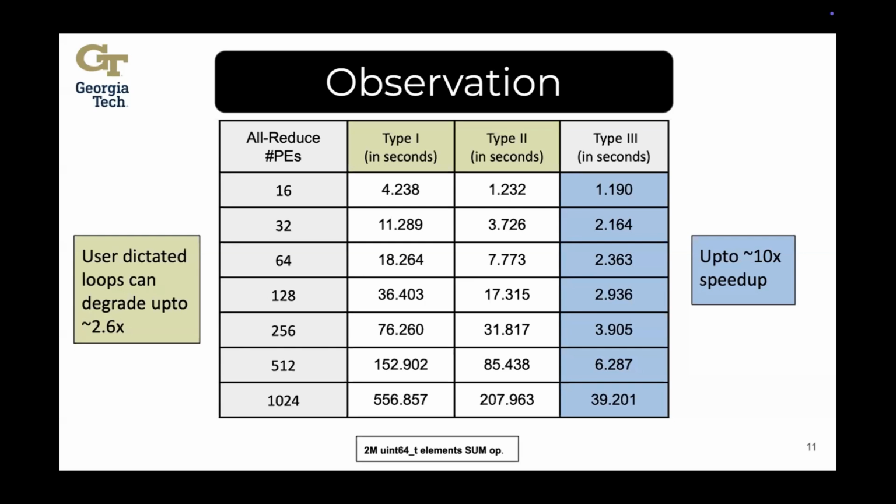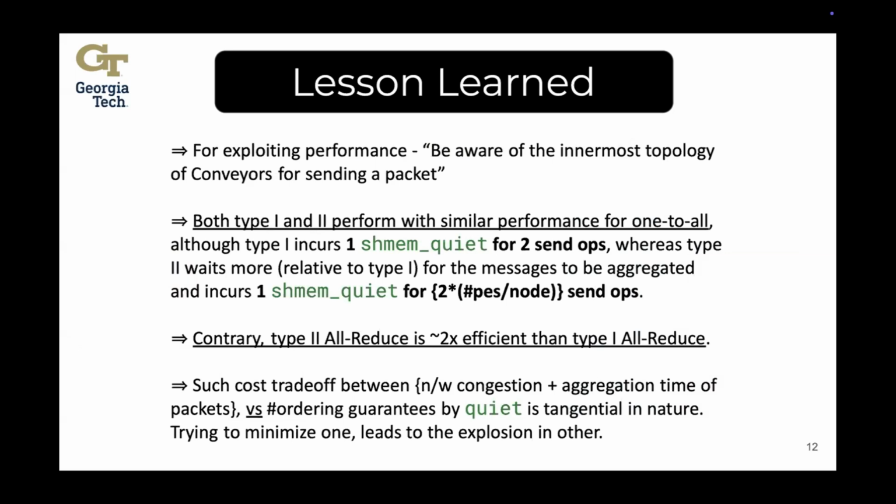Let me remind you that this is only for 2 million elements, but we have tested more. This has been a consistent pattern of degradation that we saw, although the numbers increase a bit as we increase the number of elements and decrease as we decrease the number of elements. In general, this observation leads us to one thing: if you just change the order of for loops, it might very well be possible for conveyors to start yielding degraded performance, which is not ideal. So the lessons learned: always be aware of the innermost topology of conveyors, or be as close to the topology of the innermost layer or the hardware as possible when sending a packet.